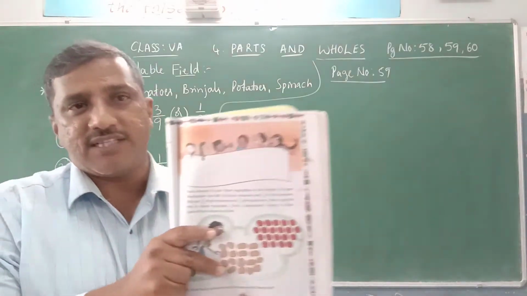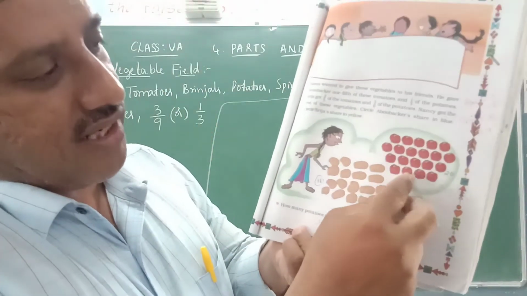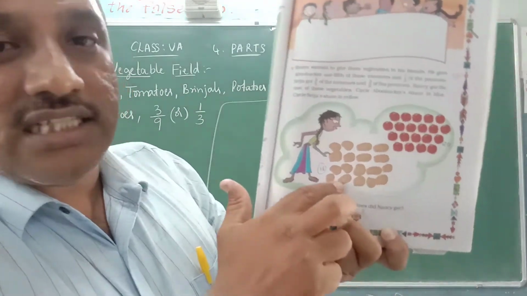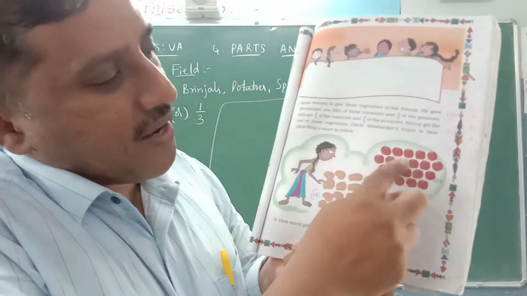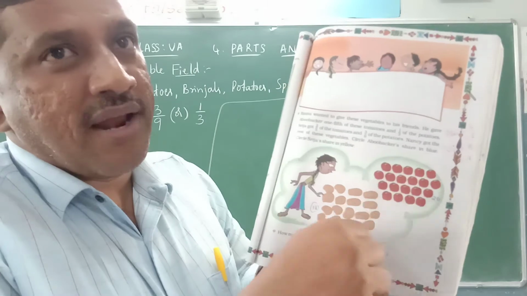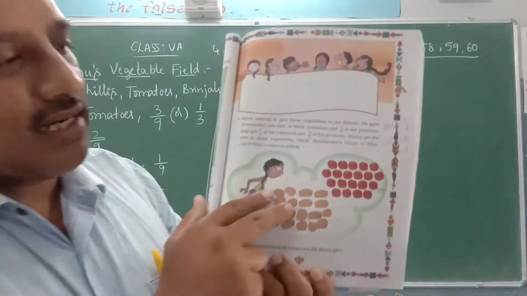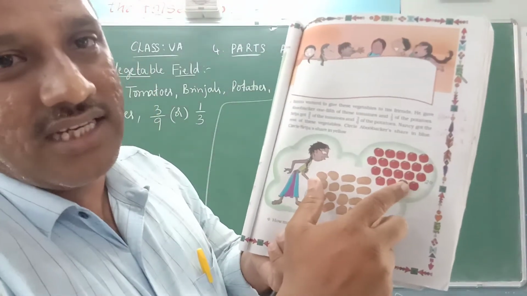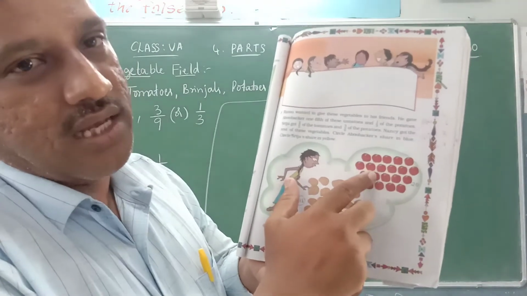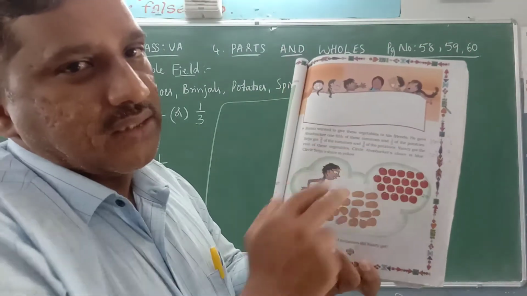Now you see this picture. Yes. So these are tomatoes and these are potatoes. How many tomatoes are there? How many tomatoes did he want to give to his friends? Count all of these. You will get 20. So 20 tomatoes he is sharing with his friends.